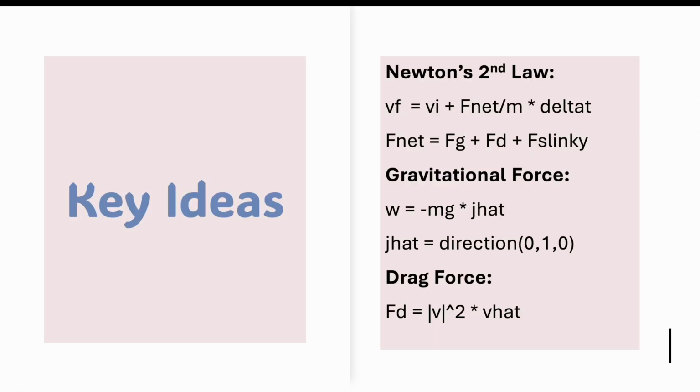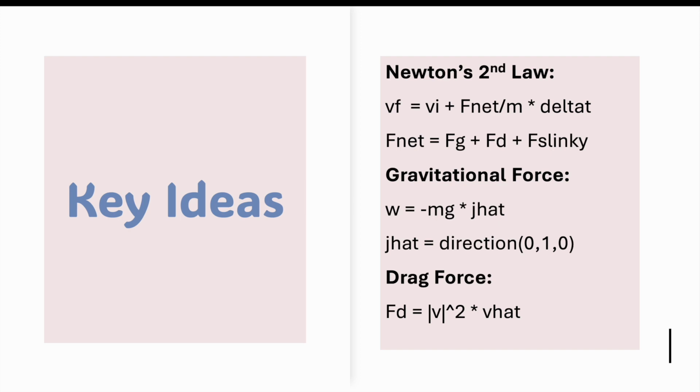So some of the key ideas under this lab are Newton's second law, which is that the final velocity of our object is equal to the initial velocity plus the net force divided by the mass times the change in time. Our net forces are the force of gravity, the drag force, and then the force of the Slinky.